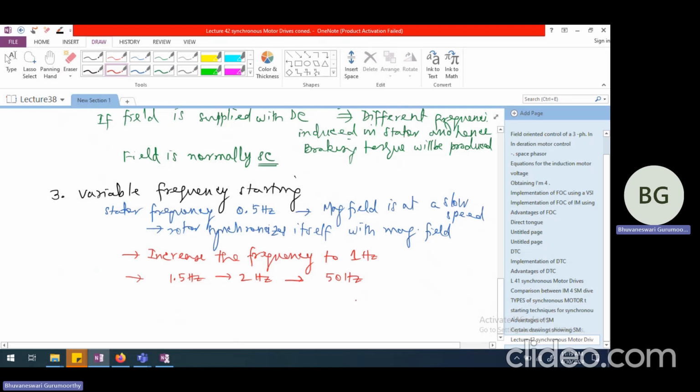So the rotor will always be trying to catch up with the stator three-phase power supply's revolving magnetic field. So these are the three different kinds of starting methods that are used generally. And when we are talking about solid state drives or electric drives, we are talking invariably about inverters. So most of the times we may be employing variable frequency starting.